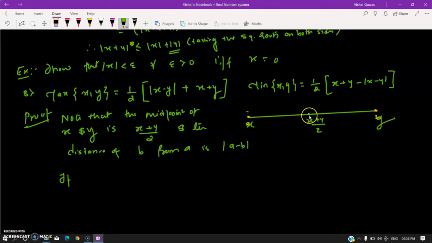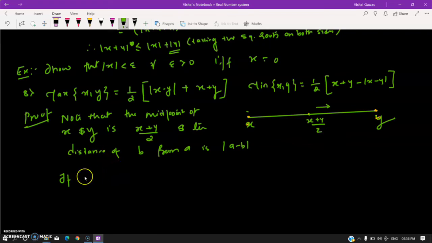If we move to the right half from the midpoint, we must get the maximum. Whatever the midpoint is, if we move to the right side, we would always get the maximum of x and y. And if we move to the left hand side from the midpoint, we would get the minimum of x comma y. So let's write this.